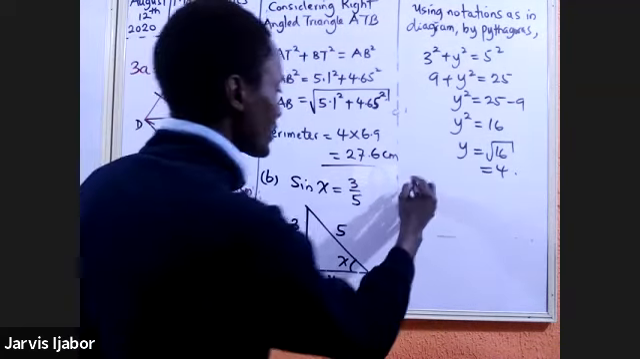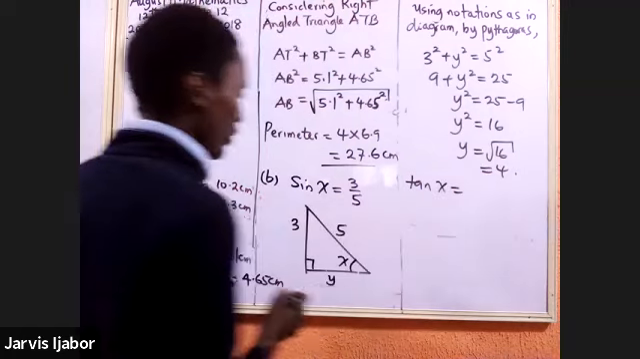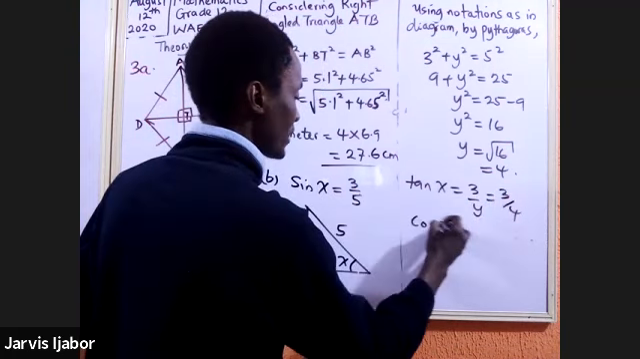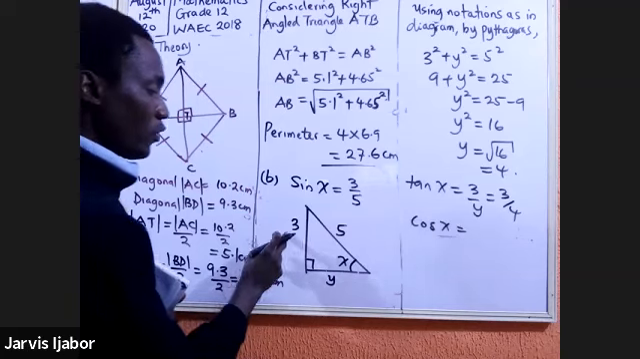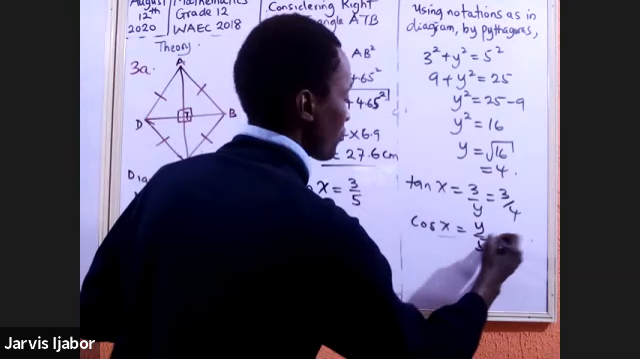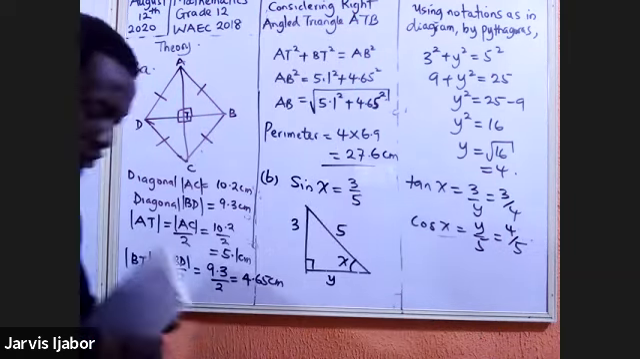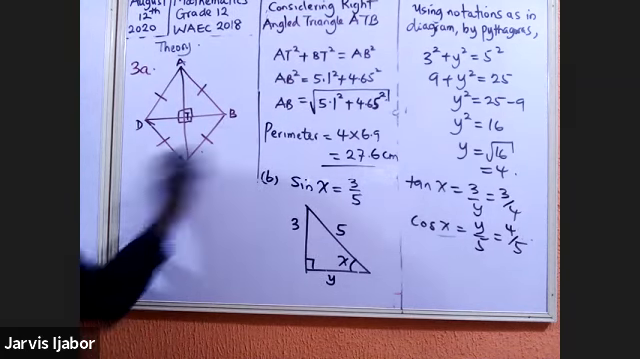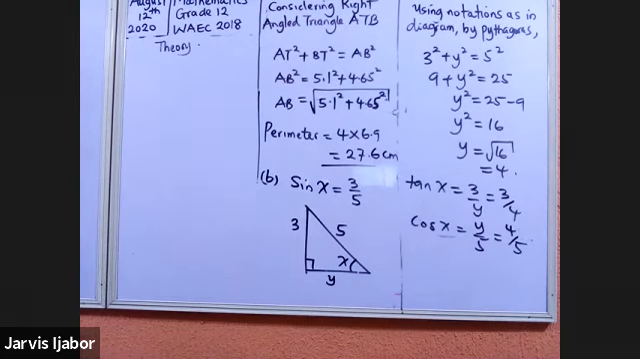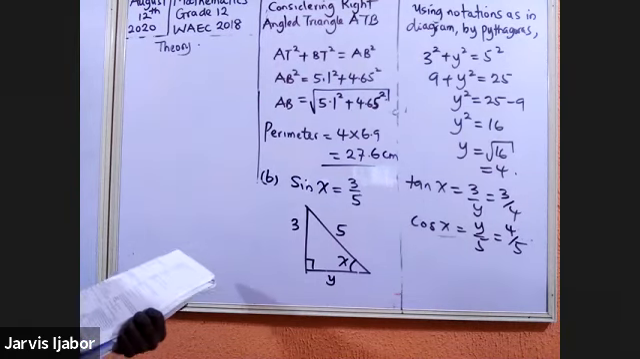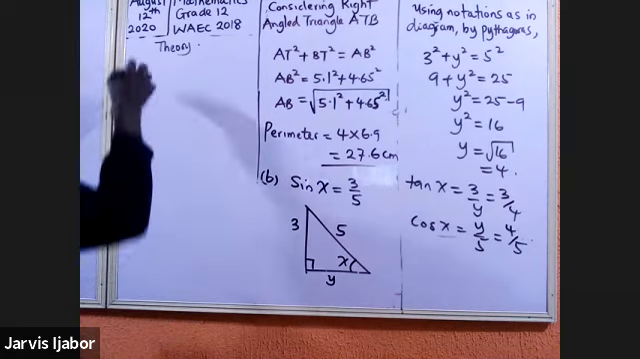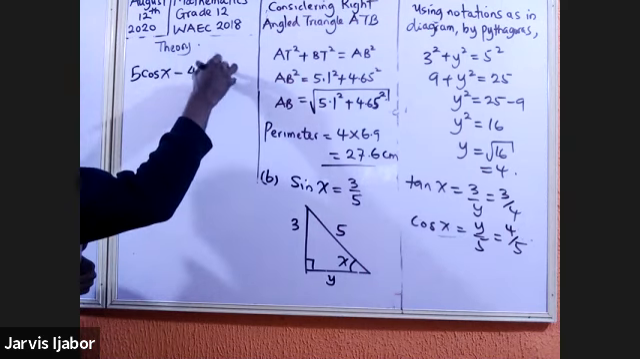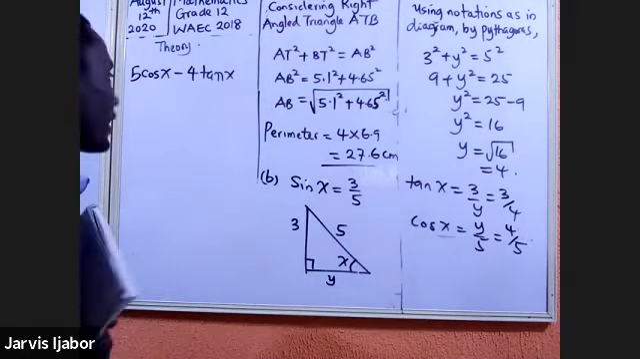So from this, tan x will be equal to what? 3 over y, which will be 3 over 4, and cos x will be equal to y over 5, which is equal to 4 over 5. Now, remember what we are told to look for: five cos x minus four tan x. That's what we are told to look for. So what would that answer be?